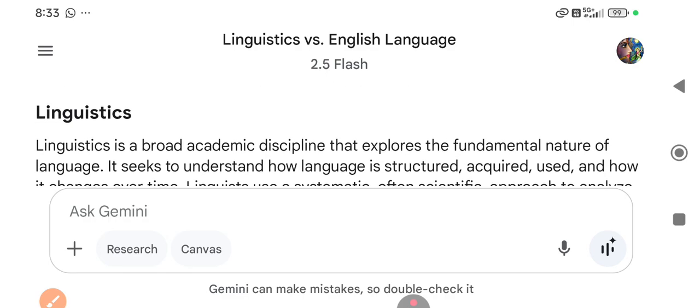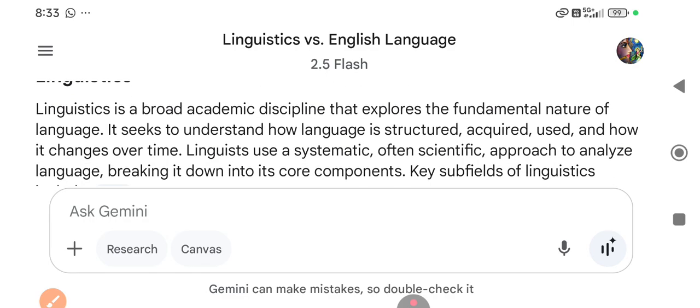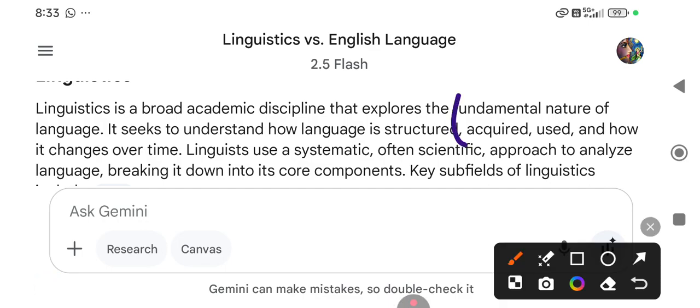Separately, linguistics is a broad academic discipline that explores the fundamental nature of language. What's the fundamental nature of language? What is language? How is language formed? What comes under grammar and all in language? What's the use of language? Different characteristics of language. This is the fundamental nature of language, which is studied in linguistics.